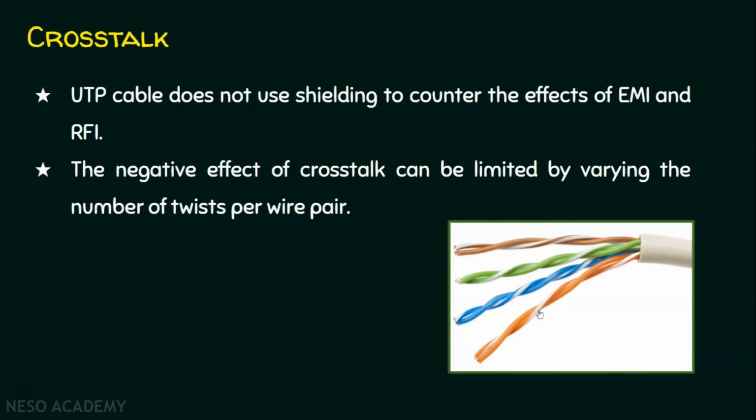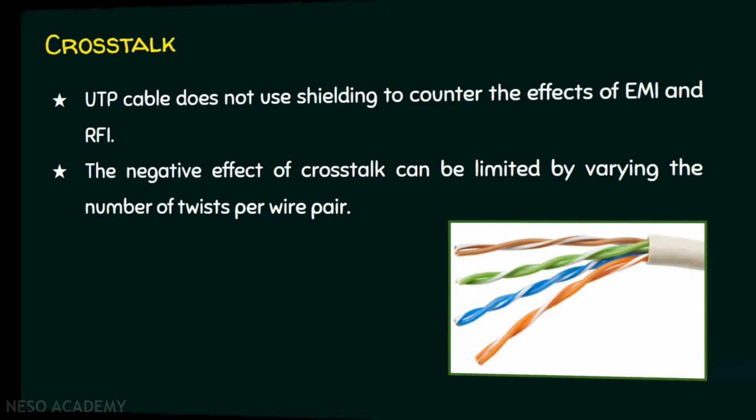And if there are only 1, 2, 3 and 4 twists, if we increase the twists to 6 or 7 or 8, then the negative effect of crosstalk can be limited. So far we have seen STP and UTP. Now we will move on to the fiber optic media.